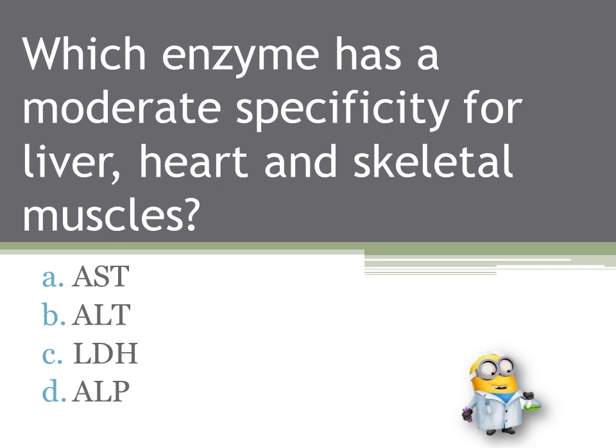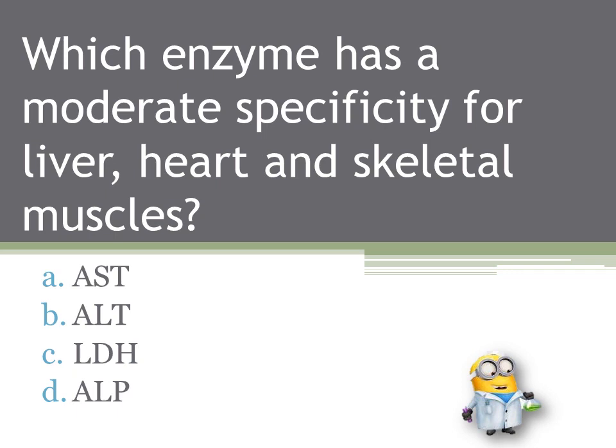Next, which enzyme has a moderate specificity for liver, heart, and skeletal muscle? A. AST, B. ALT, C. LDH, D. ALP. The correct answer is letter A. AST. Ang ALT, that is, mas grabe siya sa liver. Ang LDH naman, halos lahat. Ito yung pinaka non-specific na enzyme, ang LDH, kasi meron siya halos lahat lalo na sa RBC. Maraming LDH ang RBC. Next, ang ALP, mostly sa bones.